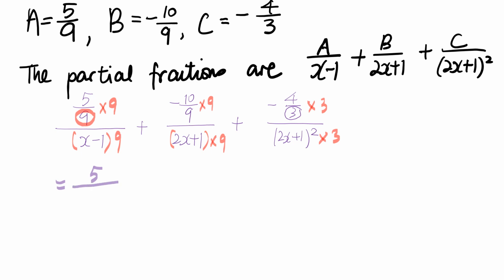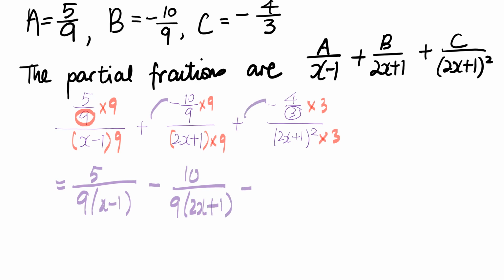So that will give you 5 over 9 bracket x minus 1. Plus times a negative will be negative. 10 over 9 times 9 is 10. 9 bracket 2x plus 1. Again, plus times minus is minus. So 4 over 3 times 3 will give you 4. And 3 over 2x plus 1 to the power of 2. So that will be your partial fractions.